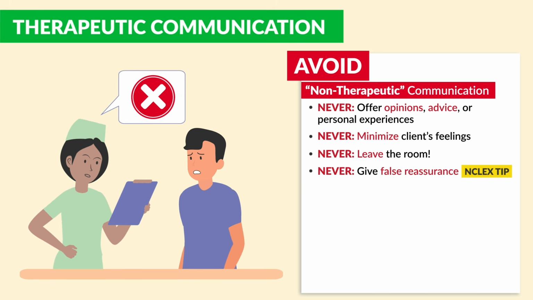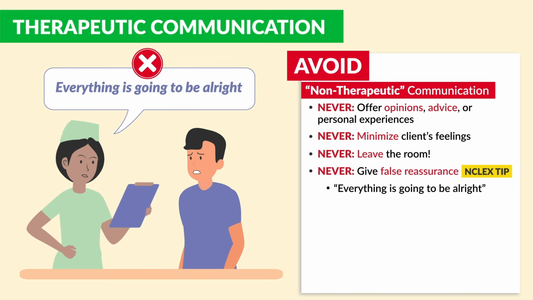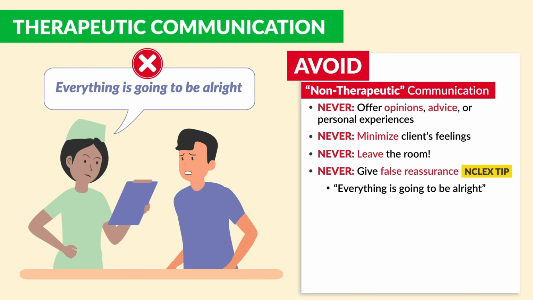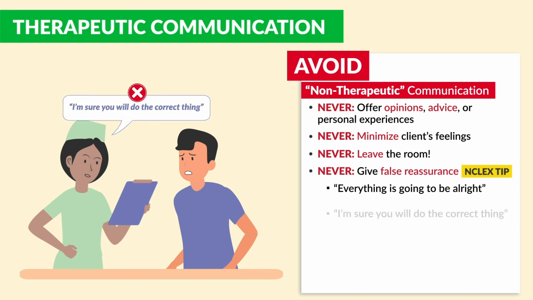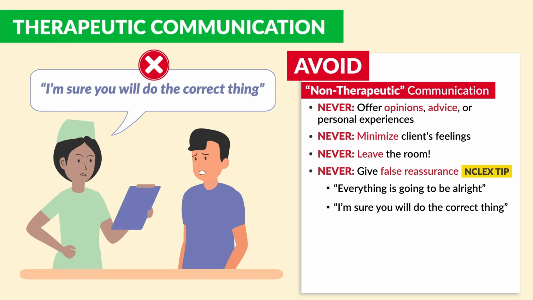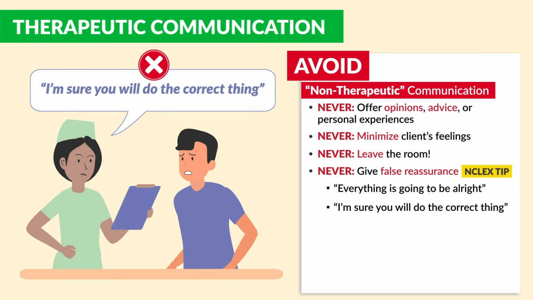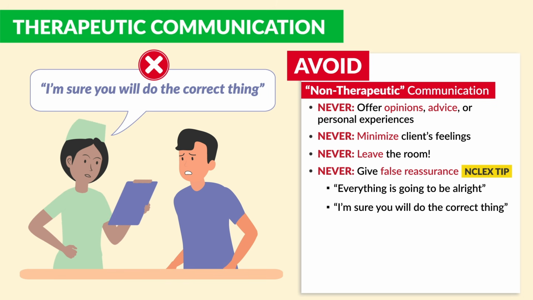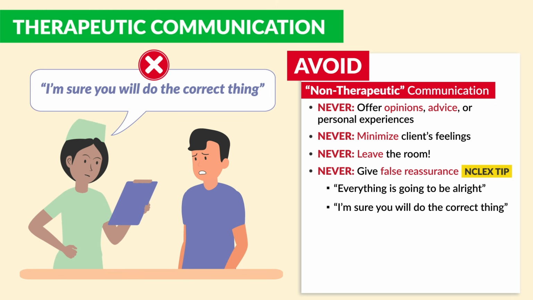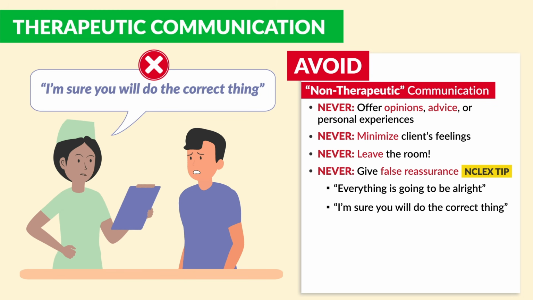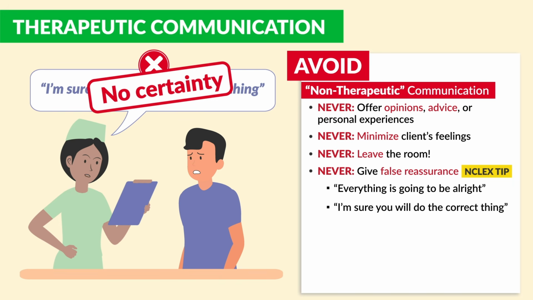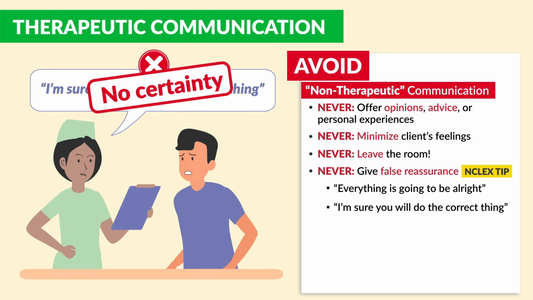So write this down. Never say, everything's going to be all right, because you don't know that. And never say, I'm sure you will do the correct thing. Remember, never do this. This does not build trust by assessing emotions, and it doesn't state any facts. It simply applies an opinion with no certainty. So stay away from opinions.